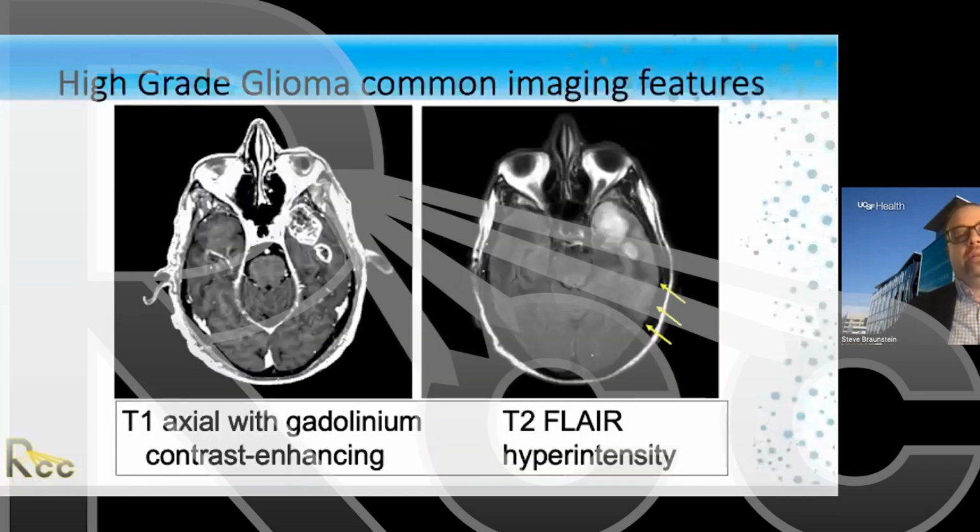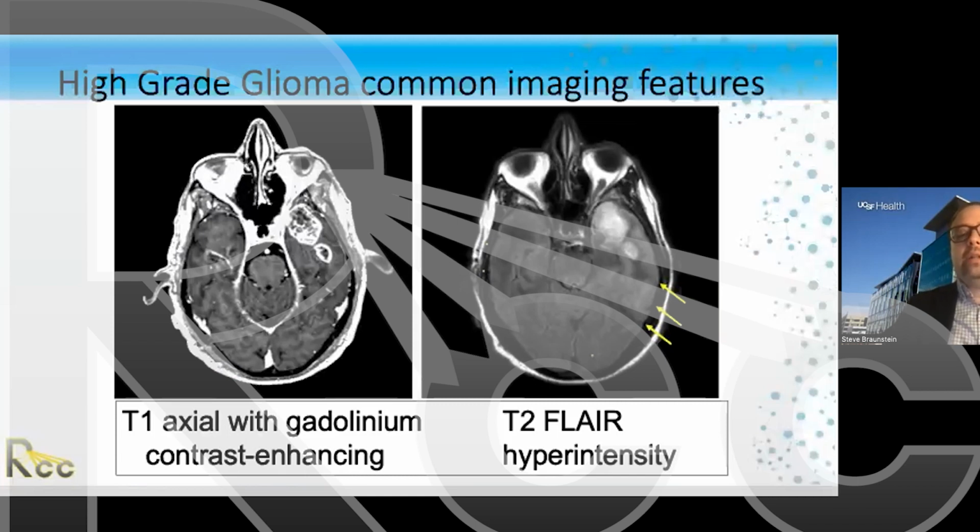From an imaging perspective, there are some common imaging features, which is that for the high-grade gliomas, we'll often see contrast enhancements on T1 post-gadolinium imaging, and you can see that in this representative image with what appears to be two foci of ring-enhancing, contrast-enhancing lesions present in the left temporal lobe of this patient.